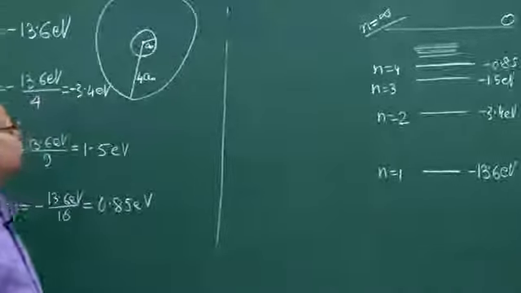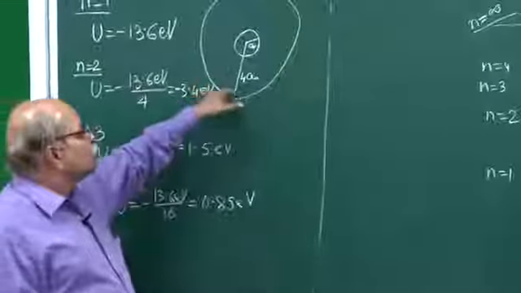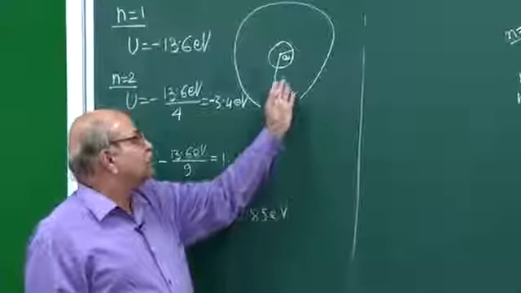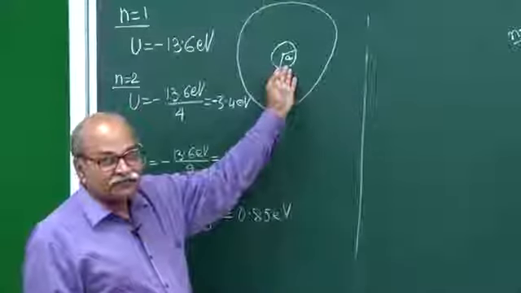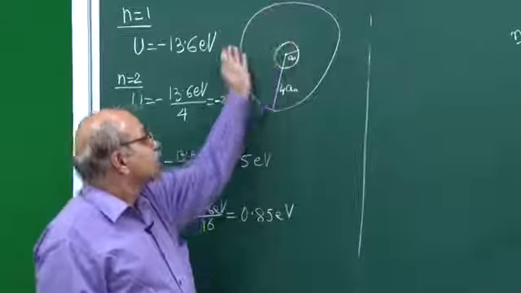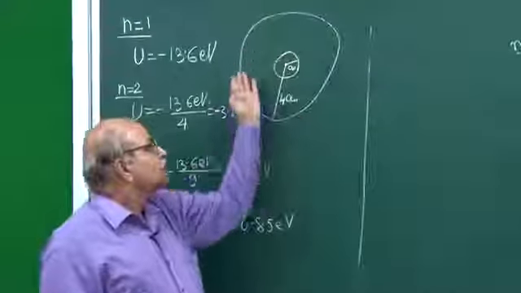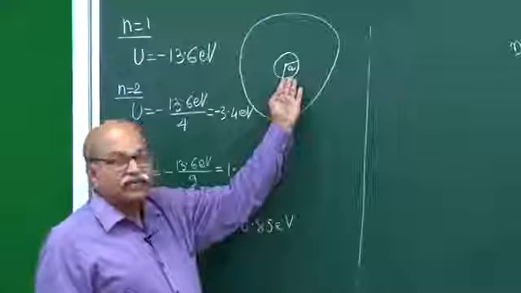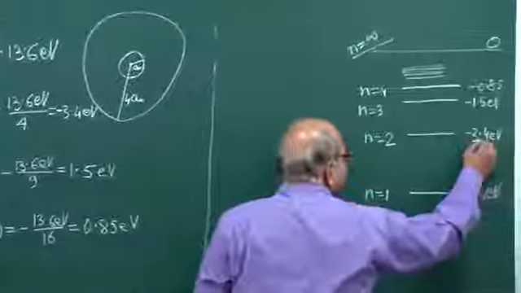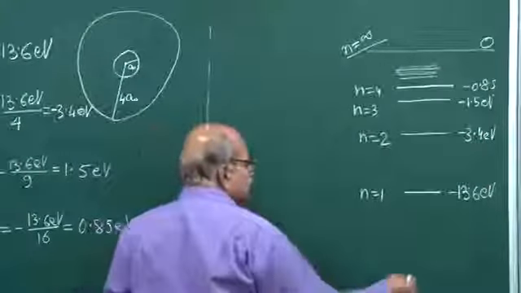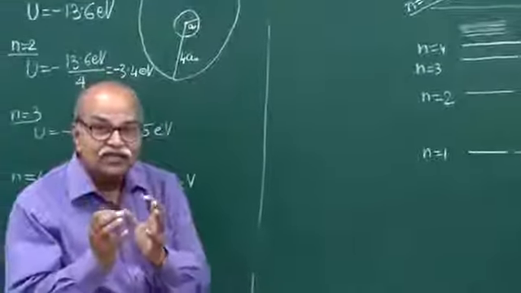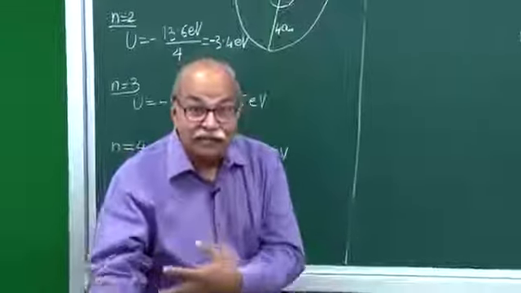So what happens when this electron going in an orbit makes a jump to another orbit with lower energy? For example, if it is going in this circle n equal to 2, and then suddenly it makes a jump and goes here. So the energy was minus 3.4 eV, and when it jumps, its energy becomes minus 13.6 eV. So what is that extra energy that it should emit?